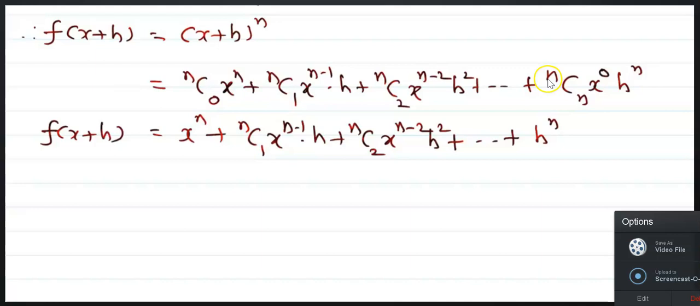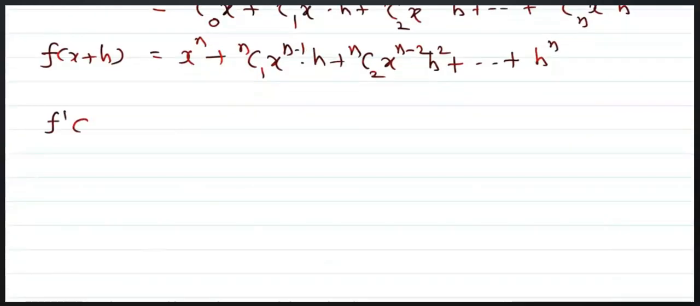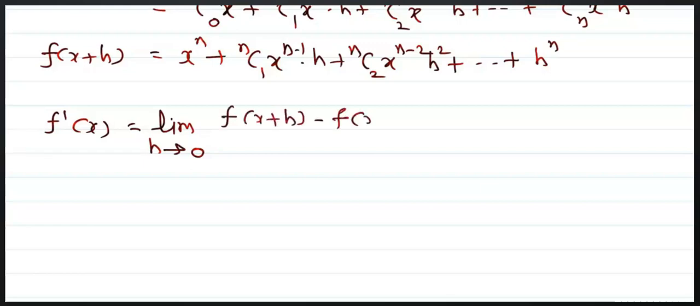And what about the last? The value of nCn is 1, x^0 is also 1, and here is h^n. Therefore we have the value of f(x+h) is equal to x^n plus nC1 x^(n-1) into h plus nC2 x^(n-2) h² plus dash dash plus h^n, and in this way. Now next we'll substitute the value of these in the definition of the first principle.